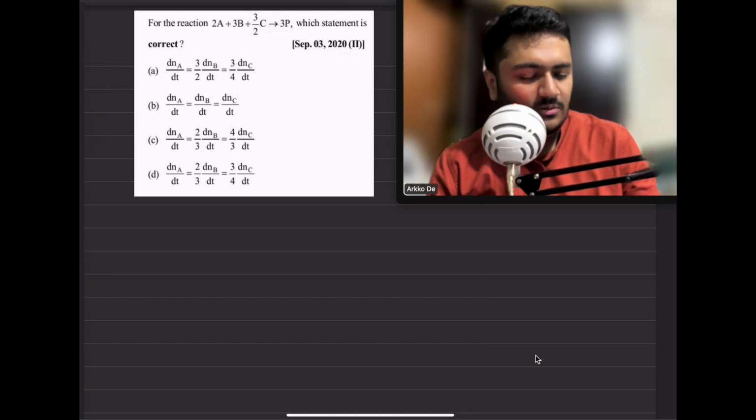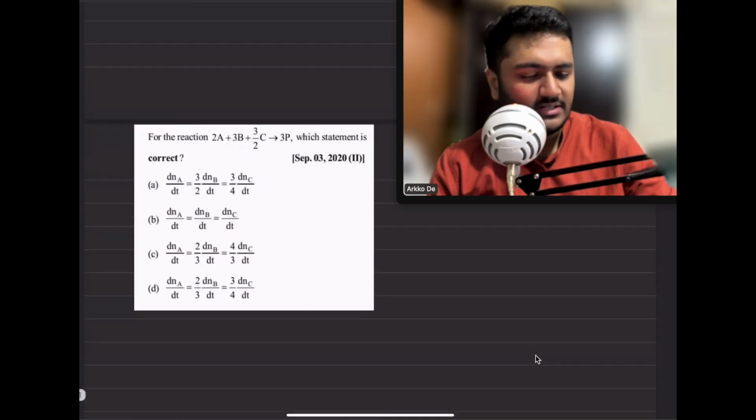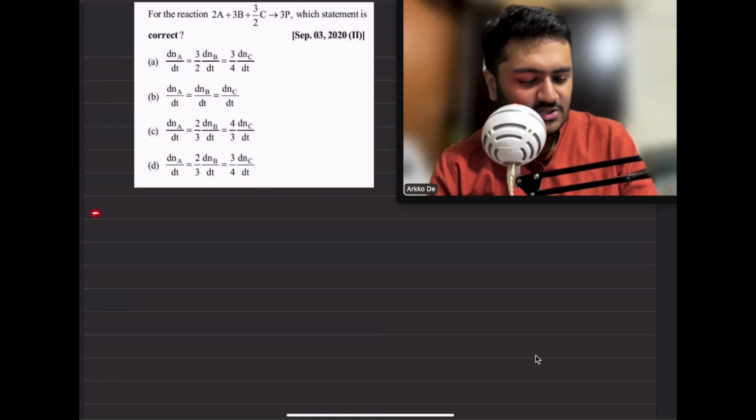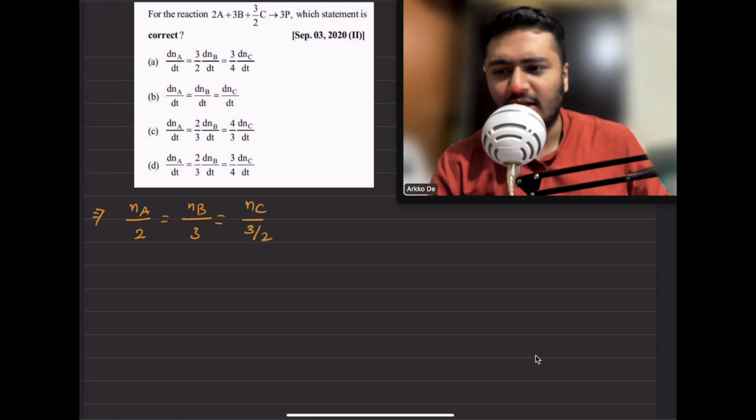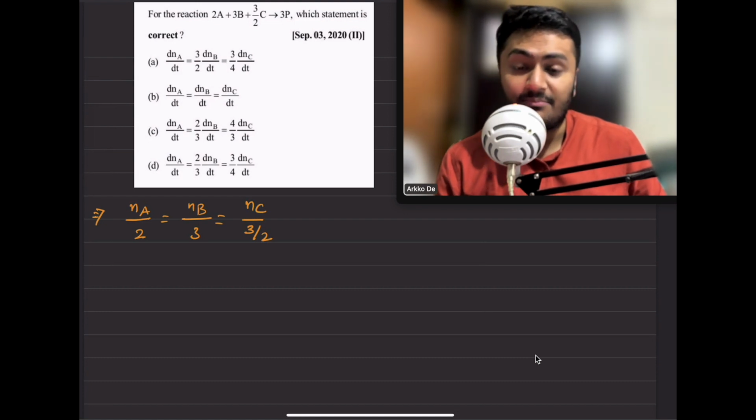I think this is based on basic stoichiometry law. So let's write the stoichiometry law first with respect to this reaction. According to the stoichiometry law, it should be moles of A divided by 2 equal to moles of B divided by 3 equal to moles of C divided by 3 by 2. I'm not including the product P because in the options you can see that they have only mentioned reactants A, B, and C.